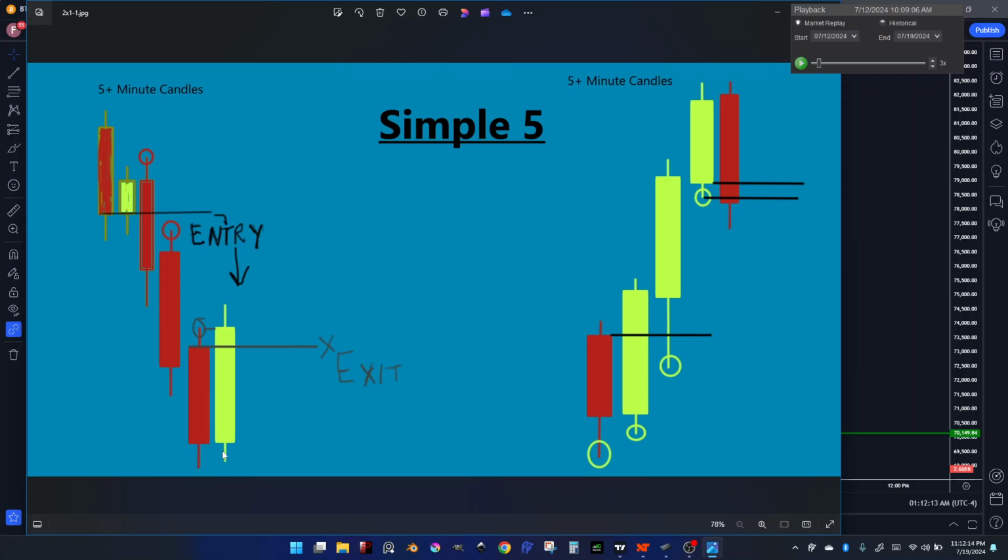So if there are no wicks here, your stop would basically go below here. Or below here, same example. Just imagine this and this tied together. And then as price moves up, once this candle closes, you would move your stop to below this wick.